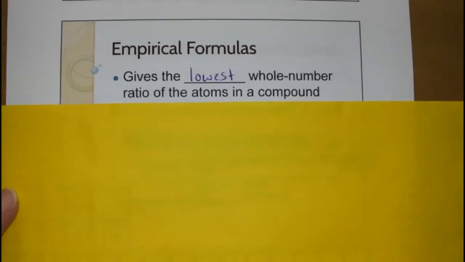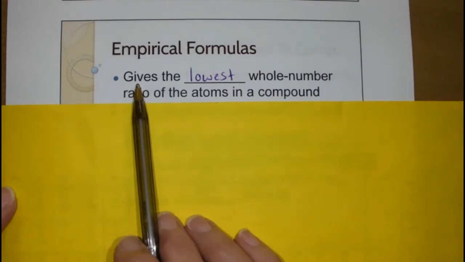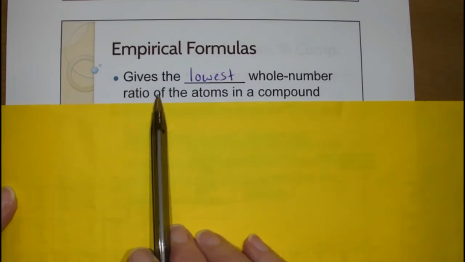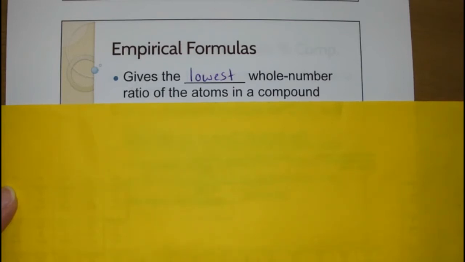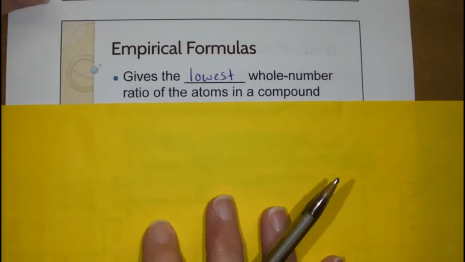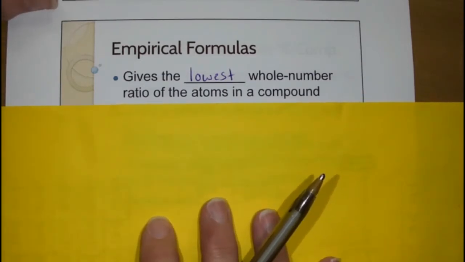Today we're going to talk about how to do empirical formula problems. So the first part of that is understanding what an empirical formula is. Here in our notes, it says it gives the lowest whole number ratio of the atoms in a compound. So sometimes the actual formula for a compound could essentially be reduced to a lower whole number ratio of the atoms, and that would be the empirical formula.